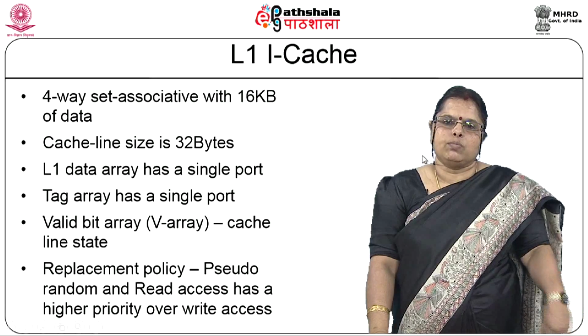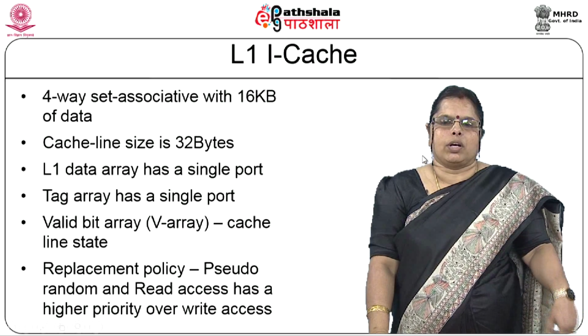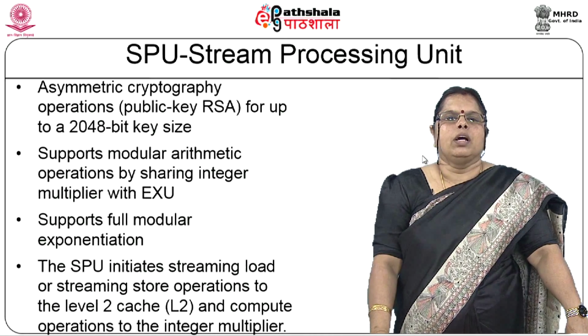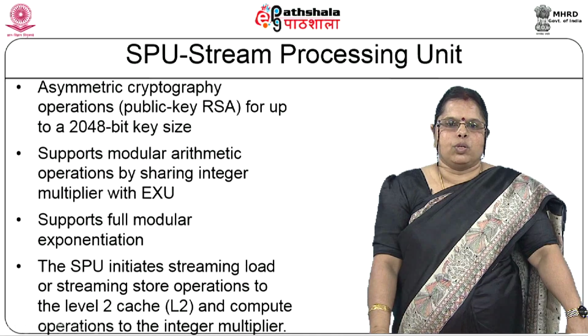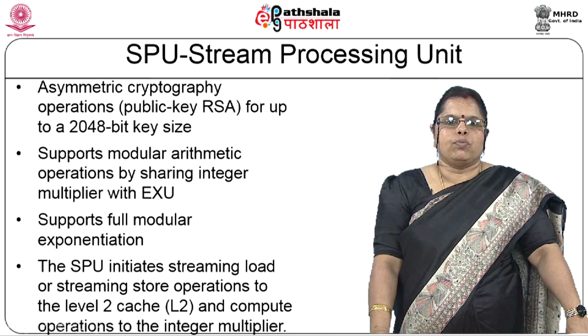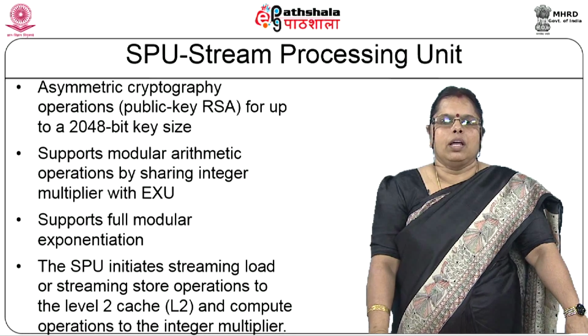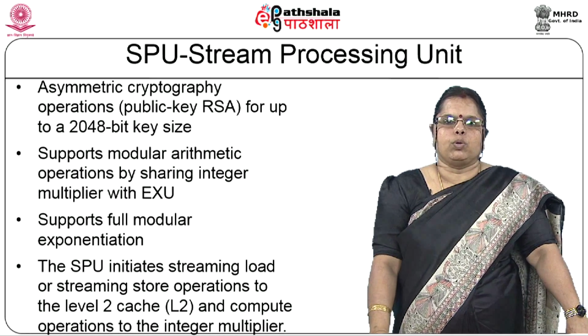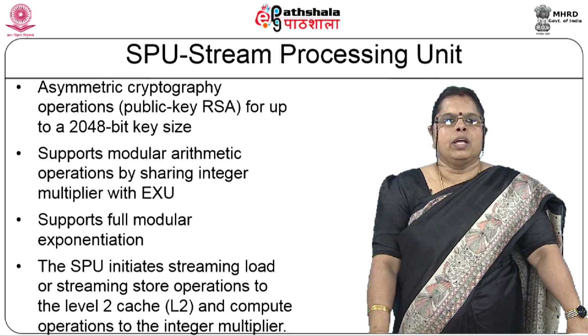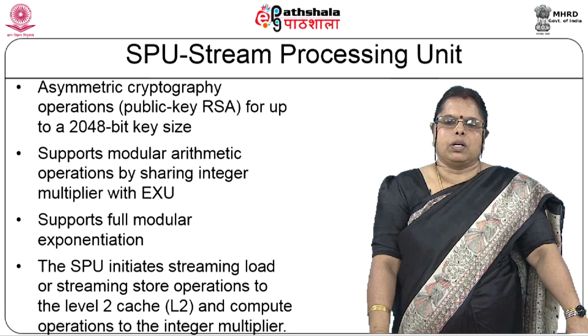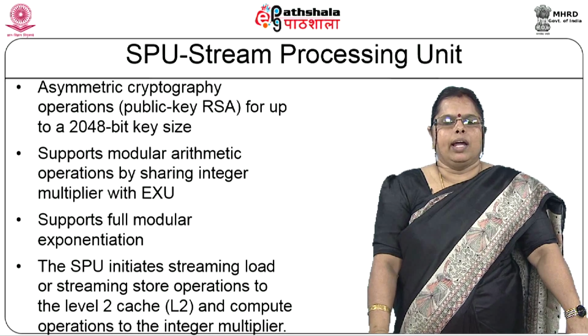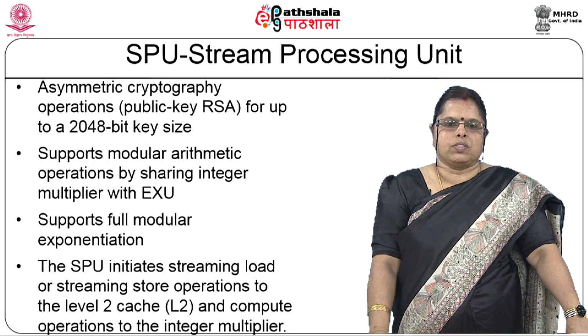Now, all these terms should be familiar to you because we have already done the basics of all this. The next is a stream processing unit. You have support for asymmetric cryptographic operations because you have a public key RSA which is implemented for up to 2048 bit key size. It supports modular arithmetic operations by sharing the integer multiplier with the execution unit. It supports full modular exponentiation.